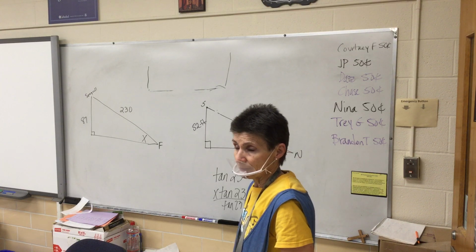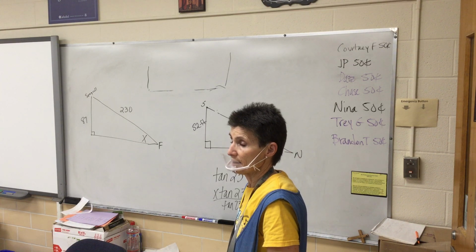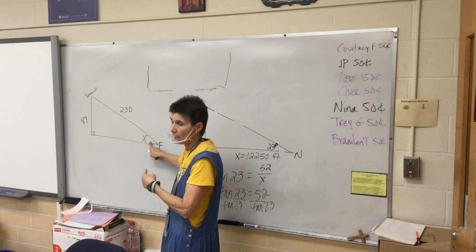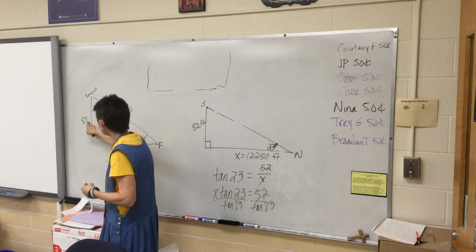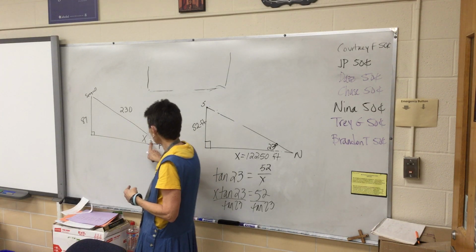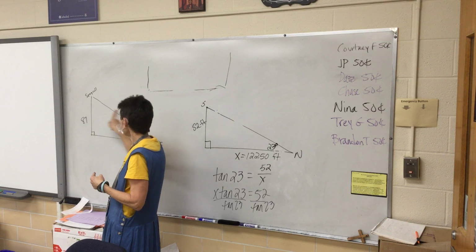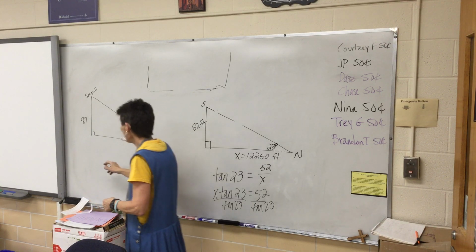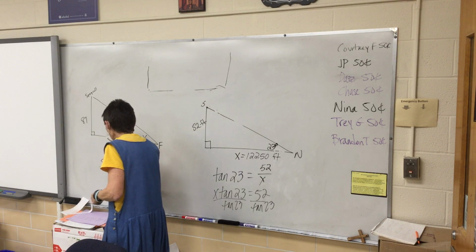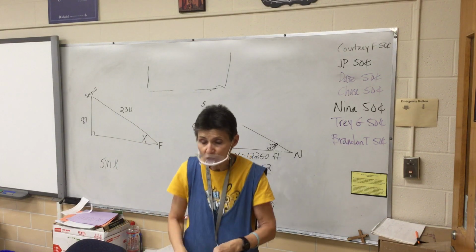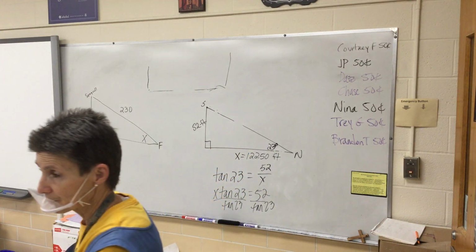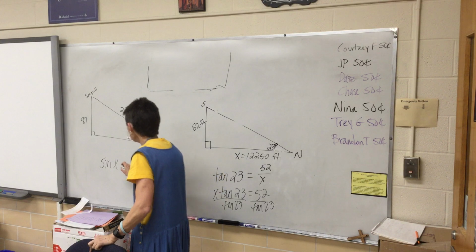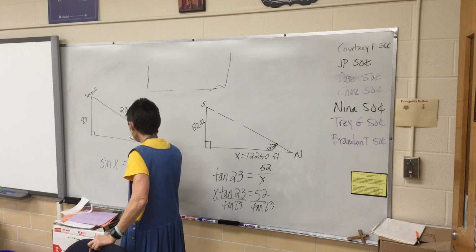Okay, now this one's a little bit different, but we're going to set it up the same way. Here's the angle. I don't know what it is, but this is the angle in the problem. So which sides do I have with regard to that angle? This is opposite, and this is hypotenuse. So I'll use sine. Remember, when you write your equation, it's always sine of the angle. In this case, that's sine x equals 87 over 230.